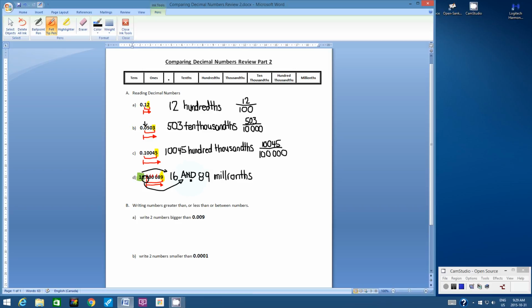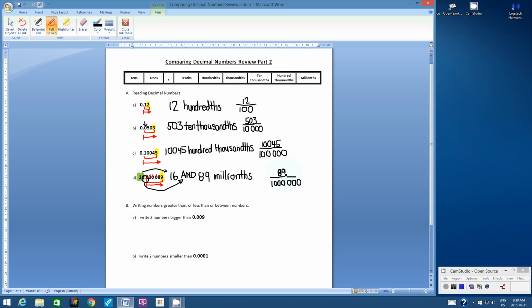Now, I'm only writing it in all capital letters because I just wanted to emphasize it. Normally, you wouldn't capitalize it. So this number read out loud would be 16 as a whole number and 89 millionths. Okay? All right, so if we were to write it as a fraction, we're getting pretty good at this by now, I would hope. The numerator is 89. The denominator is million.